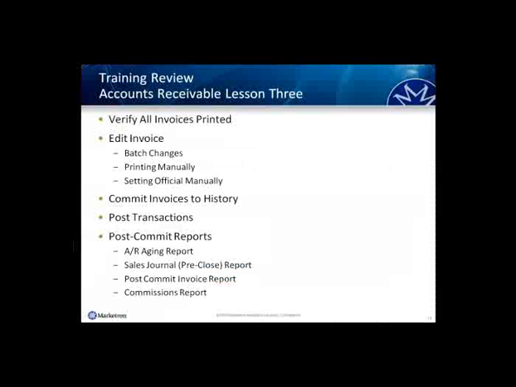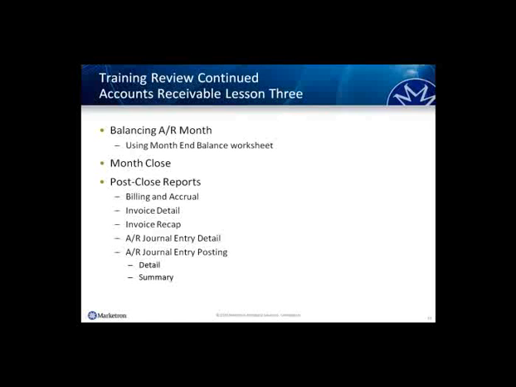To review what we've covered in Accounts Receivable Lesson 3, we learned how to verify all invoices are printed through the Print Wizard. We learned how to edit an invoice using batch changes, how to print an invoice manually, and how to set an invoice official manually. We learned how to commit invoices to history, and then how to post transactions if necessary before month close. We discussed the post-commit reports to run, the AR aging report, the Sales Journal pre-close report, the post-commit invoice report, and the commissions report. We talked about balancing the AR month and using your month-end balance worksheet, and that if you don't have a worksheet, how to obtain one.